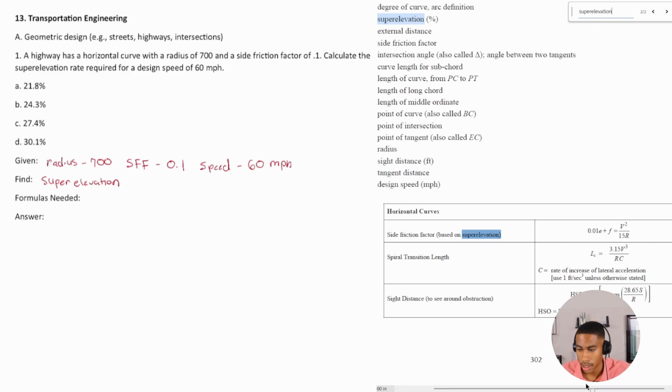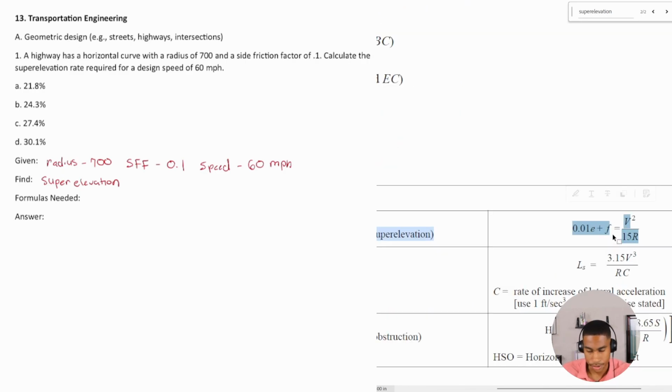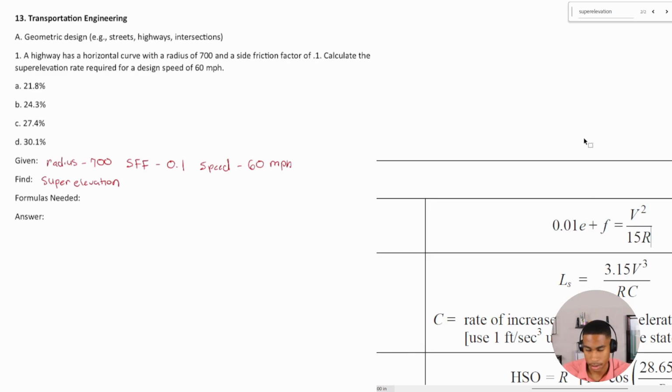So for this particular problem, we need f, which is side friction factor, we need V, which is design speed, and R, which is radius. We already have a side friction factor of 0.1, we have the speed, and we have the radius. So we have all the variables we need to solve this problem. We're going to be using this formula that I highlighted to the right. I'll zoom in a little bit so you all are able to see it better.